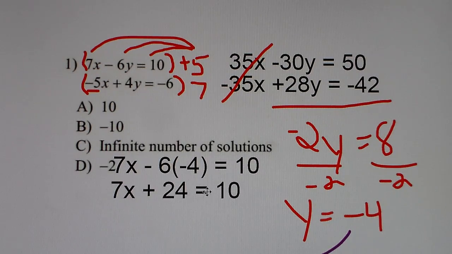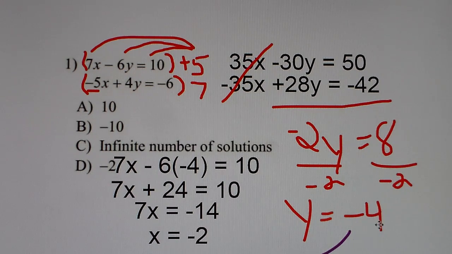So I'll slide this up so you see it all at once. x equals negative 2. So our final answer is negative 2, negative 4.